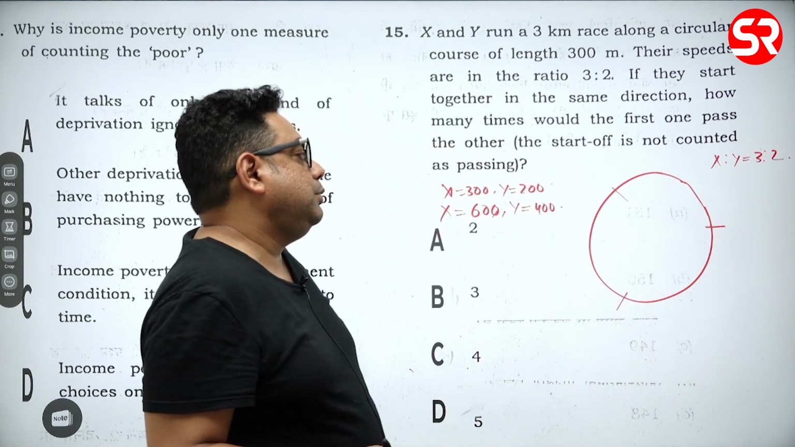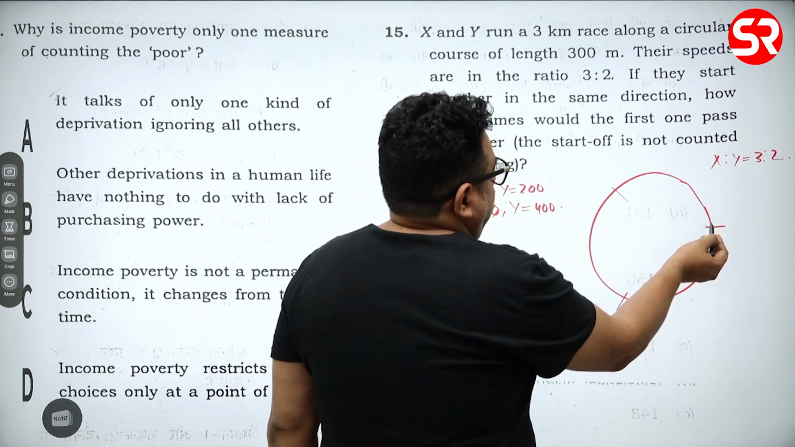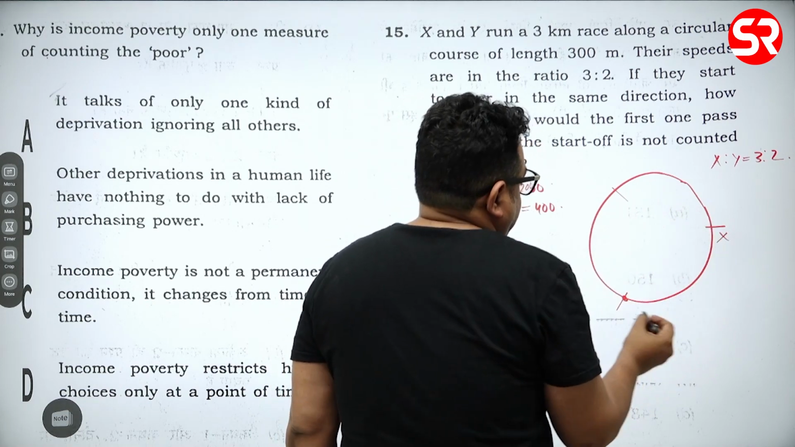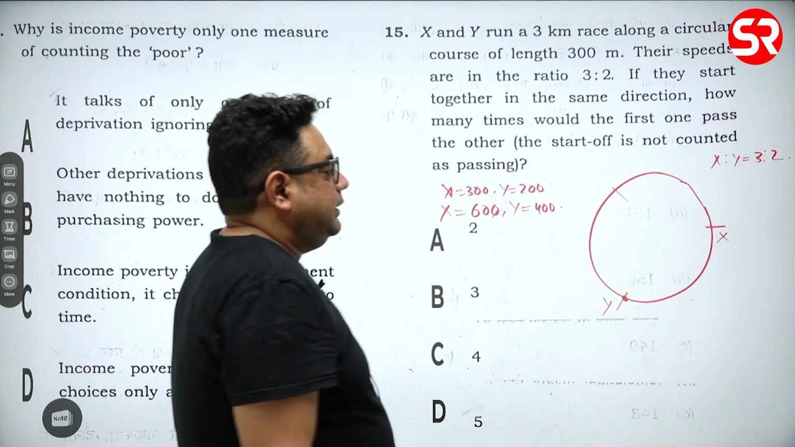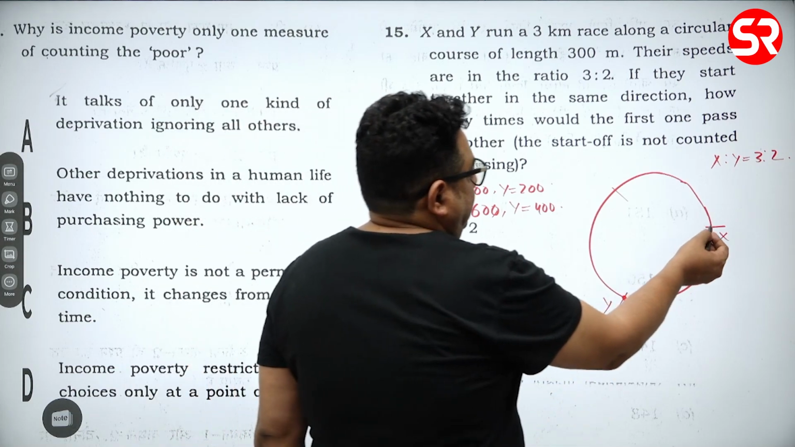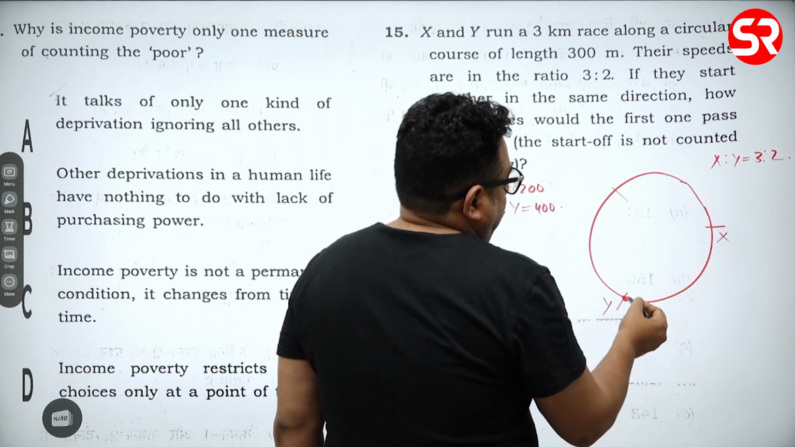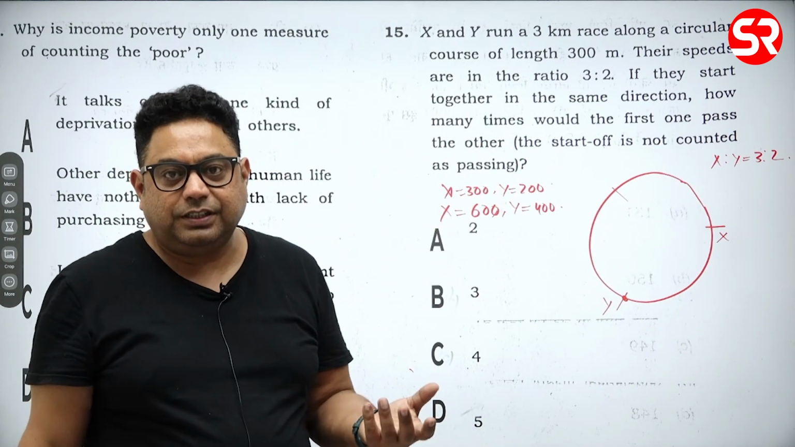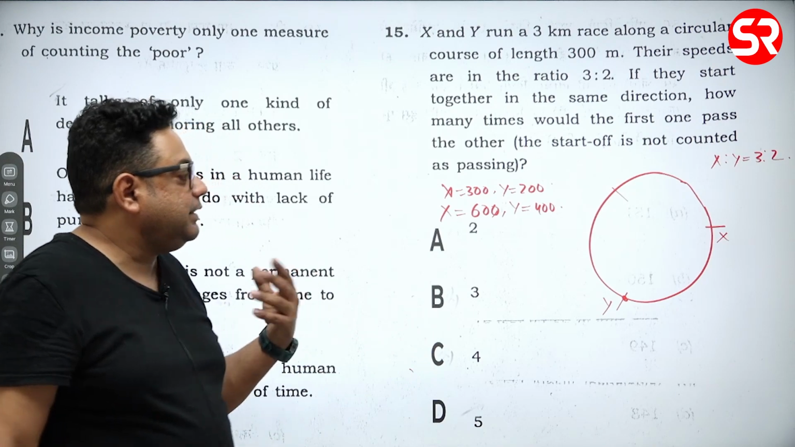So 3:2, so see, X carries 1, 2, 3, Y carries this. So when X is here, first circle, Y is here. Again, X carries 3, so 1, 2, 3. In that case, Y carries 2, so 1 and 2. So obviously it crosses. So see, this is important.